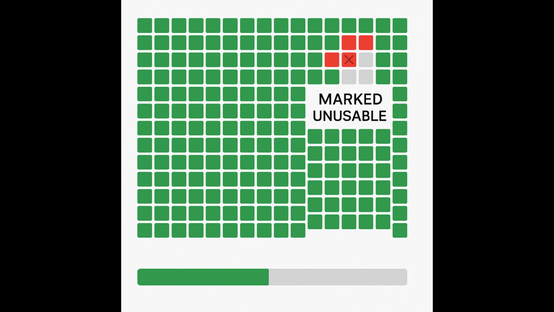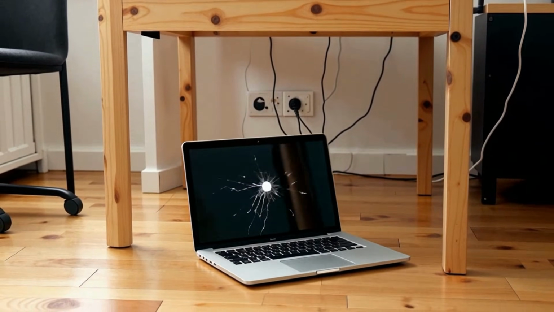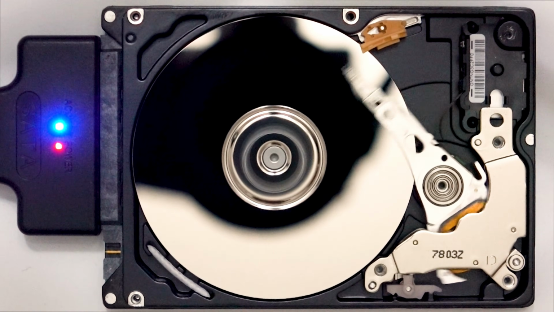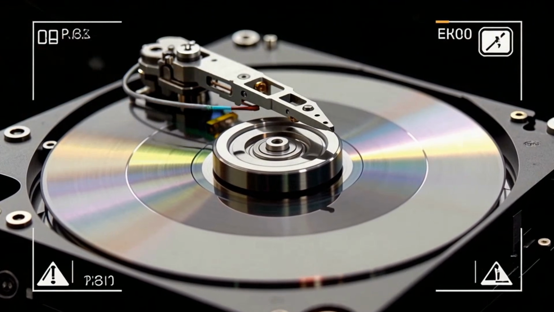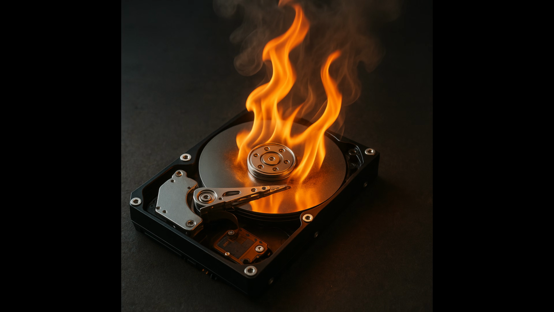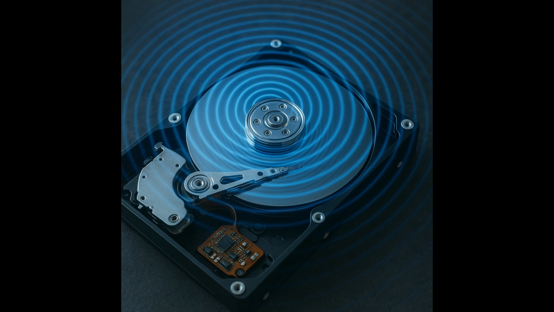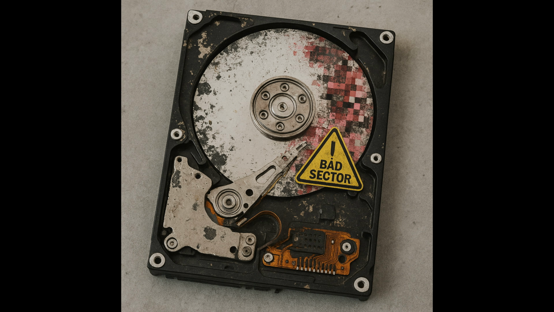So, what causes bad sectors to appear? A few common reasons include physical damage from drops or shocks, normal wear and tear of the drive's moving parts, disk malfunctions or head misalignment, overheating and poor cooling, or even electromagnetic interference disrupting the read and write process. Over time, it's normal for drives to accumulate some bad sectors. But if they start spreading quickly, that's a warning sign the drive is failing.